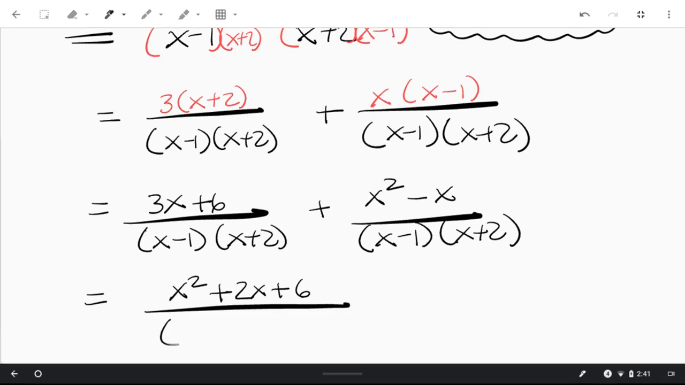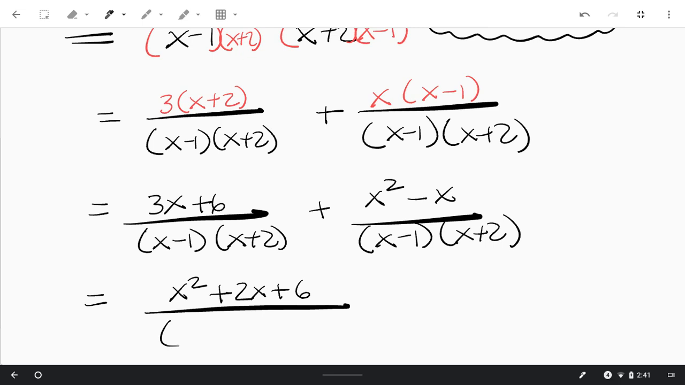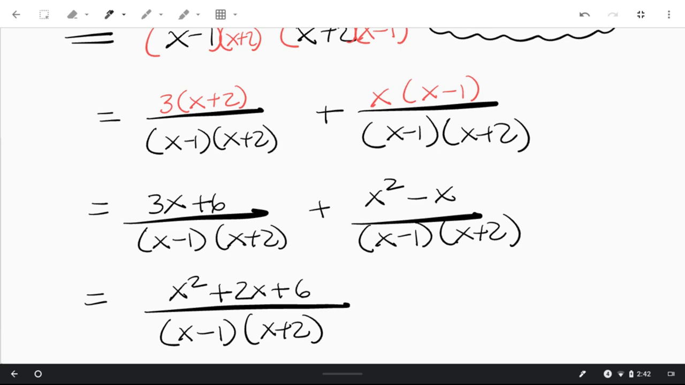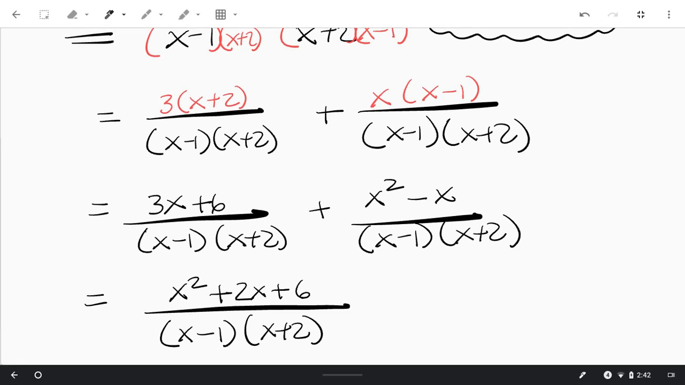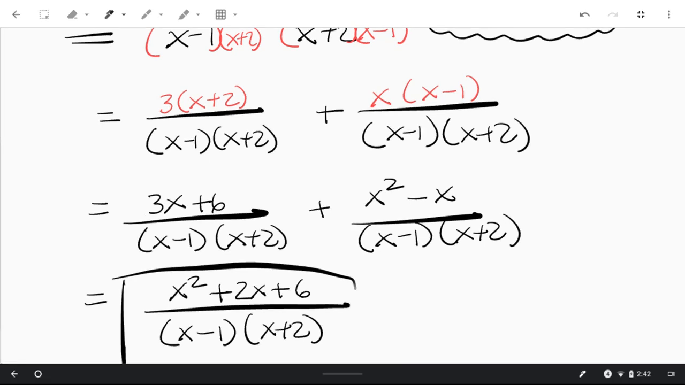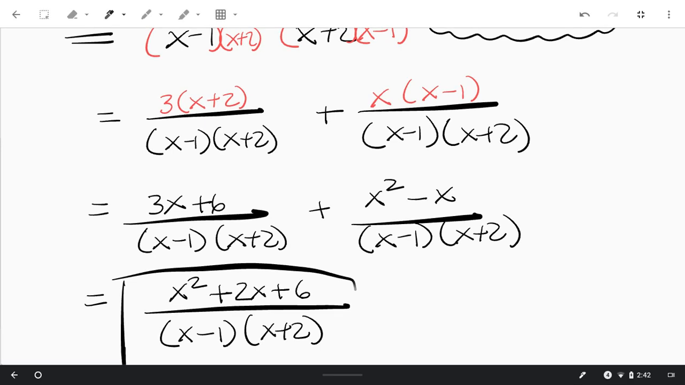So x minus 1, x plus 2. And whenever you get your final answer like this, you always want to check to see if that numerator can factor out and if any of its factors can cancel with x minus 1 or x plus 2. Okay, because you still want to simplify. Okay, but I already know x squared plus 2x plus 6 won't factor into anything with x minus 1, x plus 2. So this is the final answer.